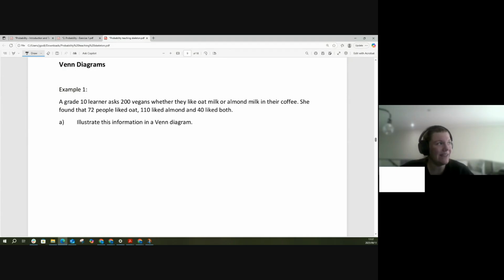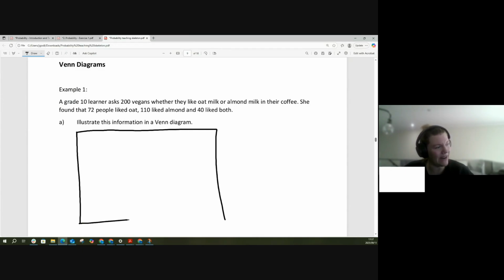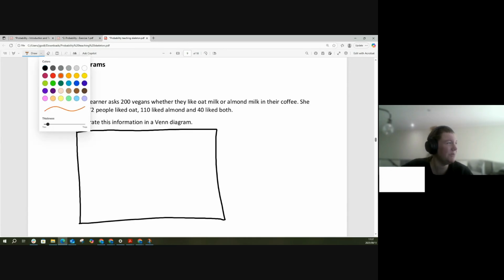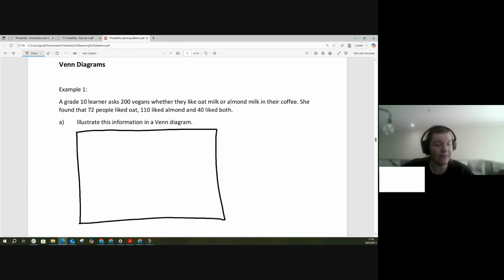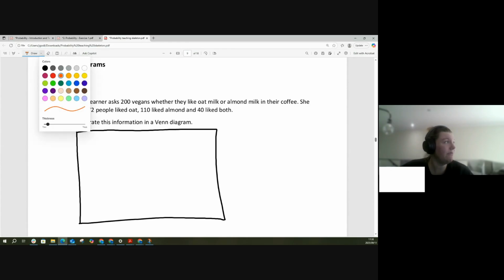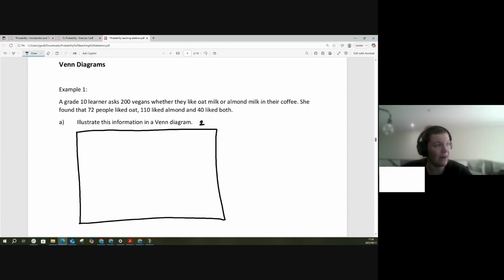When we're talking about Venn diagrams, the first thing is we want to make ourselves a little box, and we're going to draw our Venn diagram inside that box. And that box is our entire sample. So everyone in the story that we're going to talk about is going to fit inside this box. And then we're going to read through our story. It says, a grade 10 learner asks 200 vegans. Okay, so that means that my full total, right at the end when I add everything up, I need to get 200. That is my full sample size, 200.